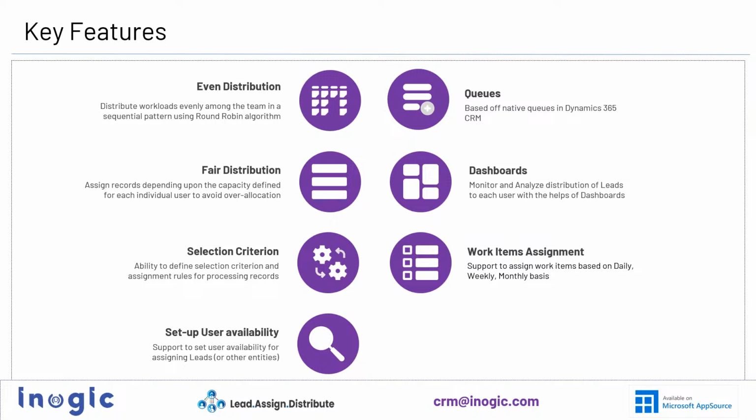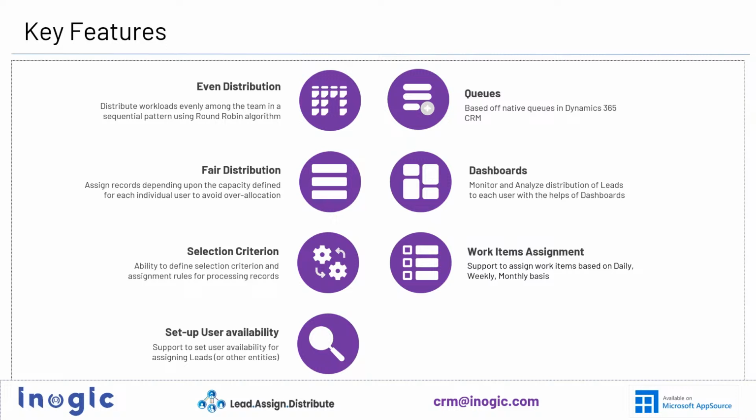But what if one of the users is unavailable for the day, or maybe he has taken a planned leave for a couple of days? Now, in that case, we don't want the lead or the records to be assigned to that user. With lead assignment and distribution automation, we can set up the user availability as well. So the solution will check for the user's availability, and if the user is available, only in that case the record will be assigned to that user.